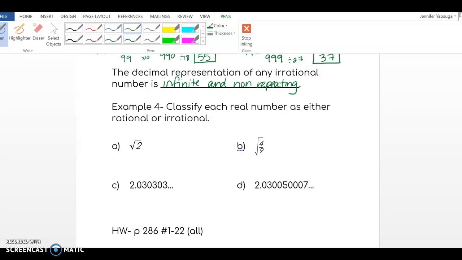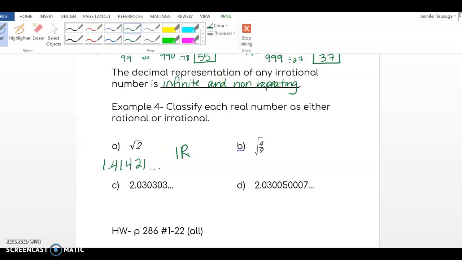If we take a look at the square root of 2, you can just type that into your calculator, and you should see that you get something like 1.41421... So you can see that it does not repeat, it goes on forever. So it's infinite, but it does not repeat. So that is the very definition of irrational. So we would classify this as irrational. I'm just going to use IR to note that.